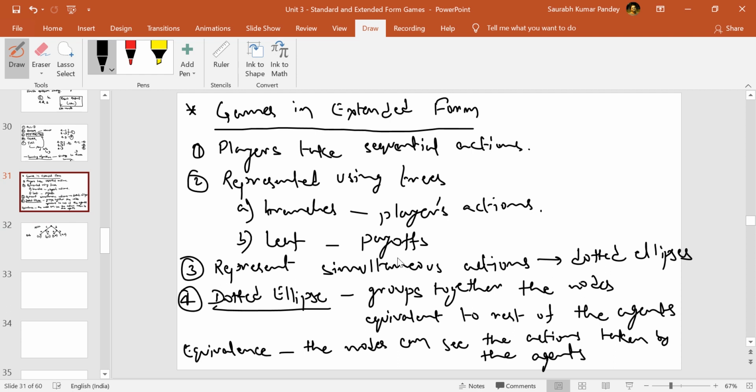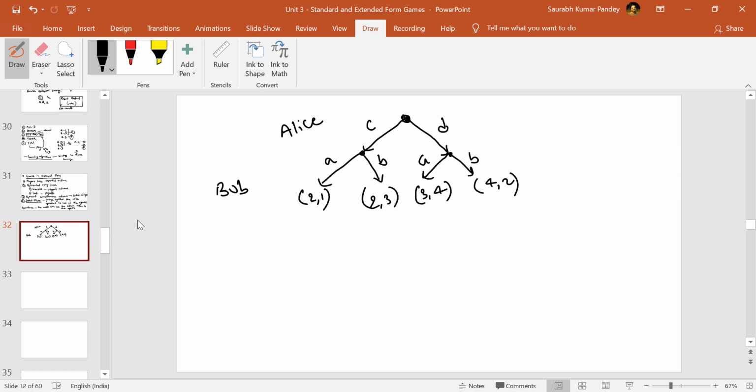Now, the third point, what it says about dotted ellipses. So, which are those nodes that will be encircled using a dotted ellipse? It will be these two nodes. These two nodes will be in a dotted ellipse. Why will these two nodes be in a dotted ellipse? Because I told you that from here we can see the rest of the actions. What does seeing actions mean? It basically means if you take action C from here, the action of Bob is known, that it will be either A or B.